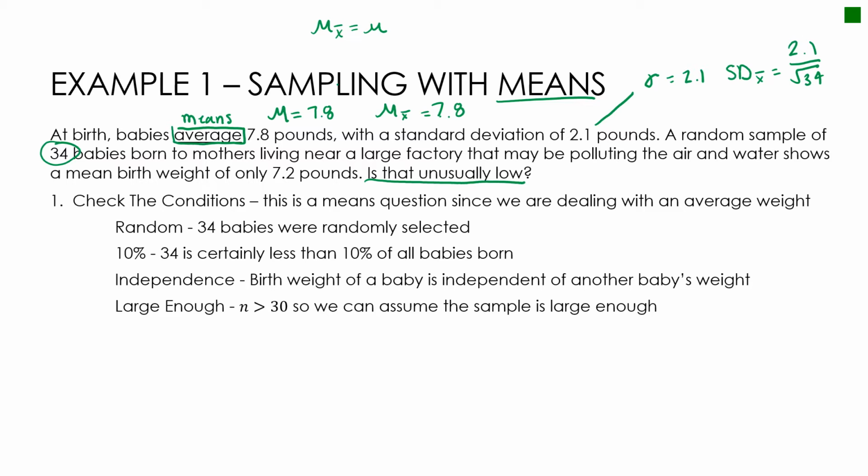So the first condition is random, and what I'm looking for is, do we have a random sample? And yes, 34 babies were randomly selected. So I knew that because it told me in the question.